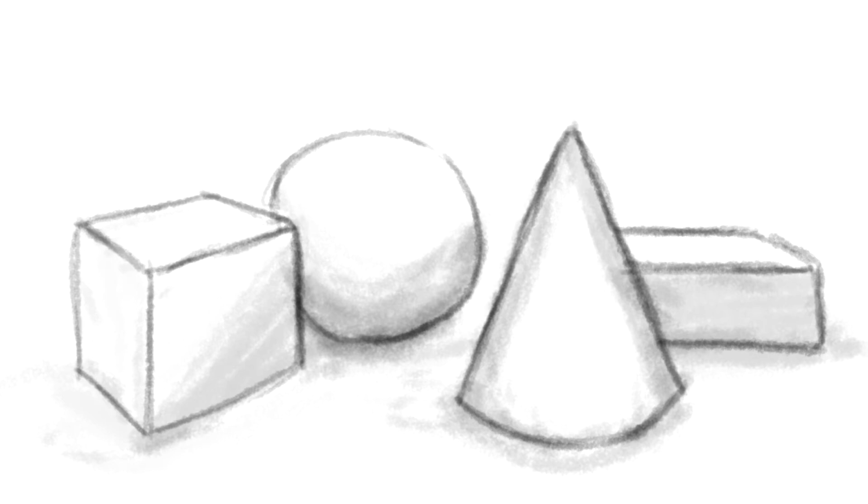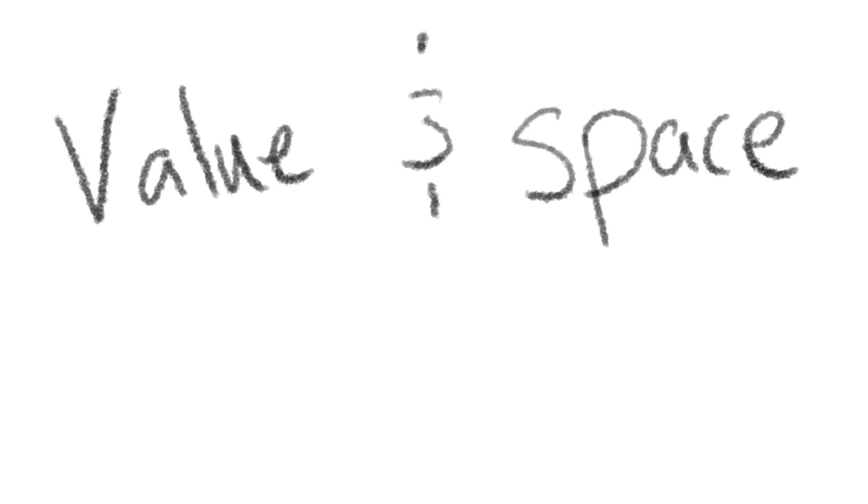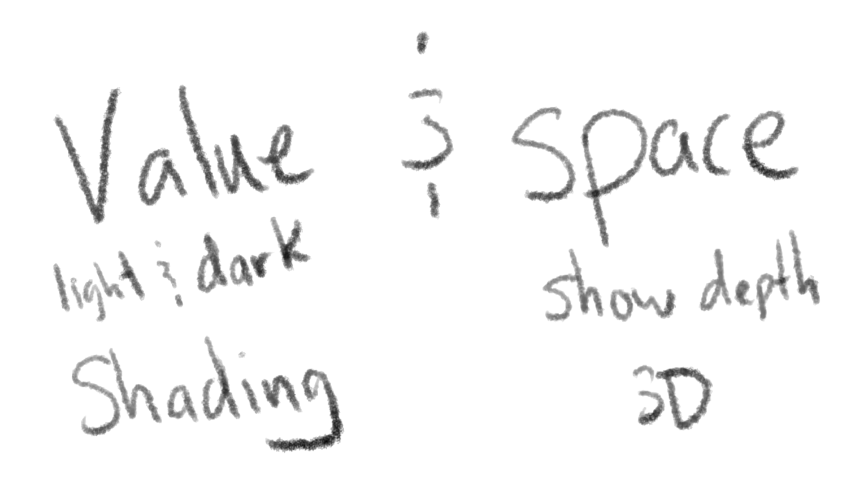How do we start making realistic 3D art? How do you show convincing forms in art? I feel like there are two main factors of this: value and space. Value is the lightness and darkness in a picture, aka the shading, and space is how you use the area in a picture to show depth, in other words, make it 3D.